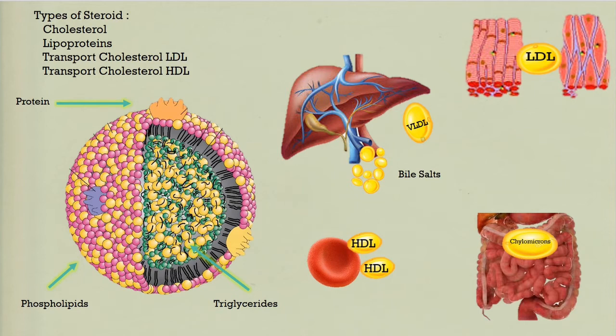HDL removes the cholesterol from the blood, and it prevents the formation of plaque from the walls of the arteries. Now, the HDL returns back to the liver. This is for the synthesis of bile acid and steroids. And HDL is 33% protein, 30% cholesterol.